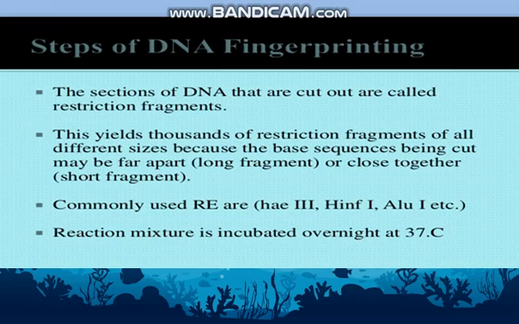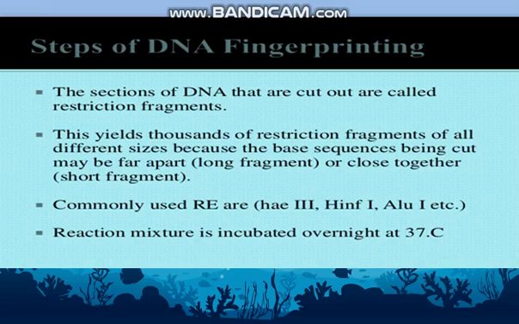The sections of DNA which are cut by the restriction endonucleases are known as restriction fragments. Now we have the fragments of DNA, and this yields thousands of restriction fragments of different sizes, because the base sequences being cut may be far apart. Some fragments are long and some are short. So these restriction enzymes cut the DNA into unequal segments, because each restriction enzyme cuts the base sequences at a particular place.